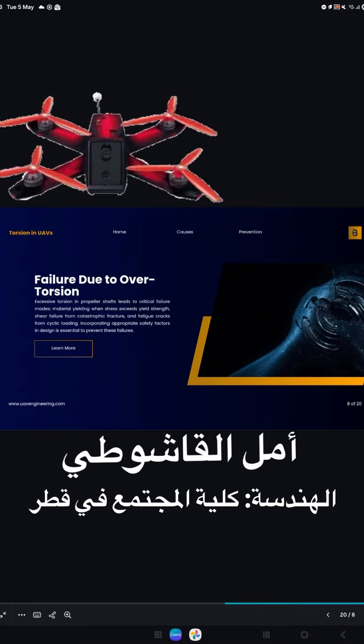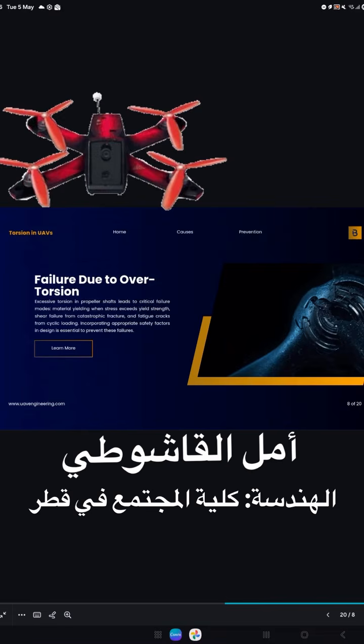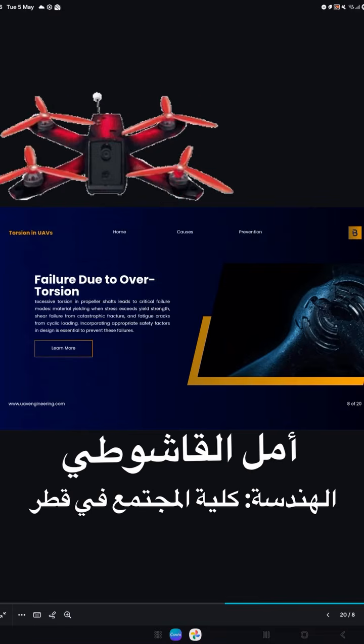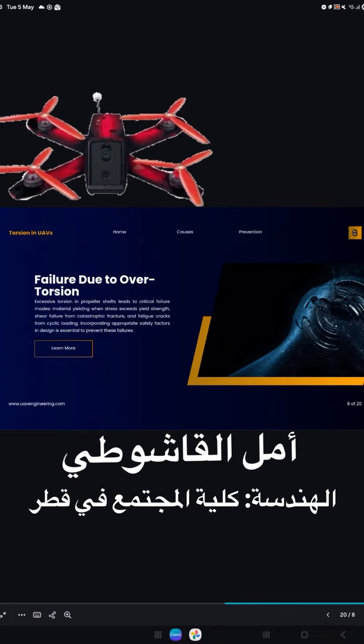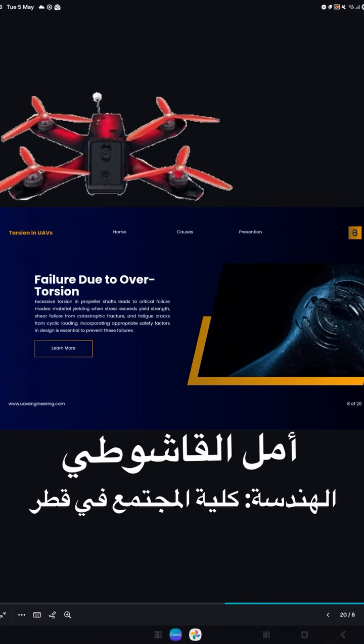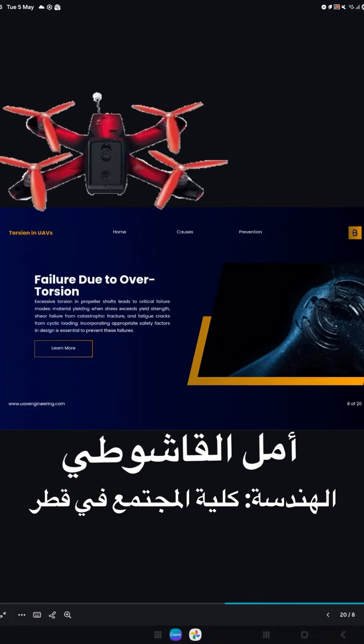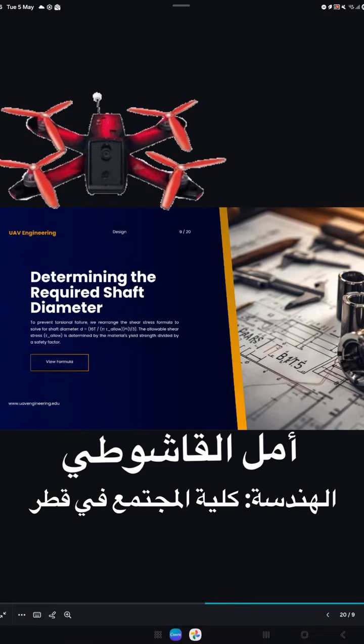Failure due to over-torsion. Excessive torsion in propeller shafts leads to critical failure modes: material yielding when stress exceeds yield strength, shear failure from catastrophic fracture, and fatigue cracks from cyclic loading. Incorporating appropriate safety factors in design is essential to prevent these failures.